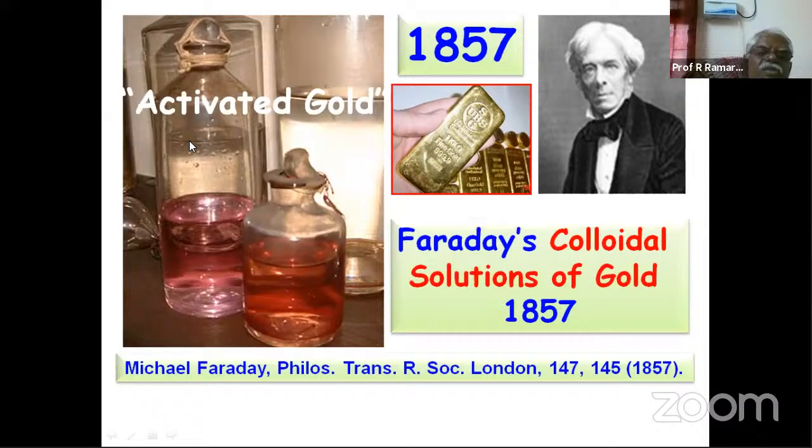He named this activated gold. When you activate the gold, it gives color and looks like a colored one. That is what he understood. Because in 1857, there was no scanning electron micrograph, no SEM, TEM, nothing. There was no machine at that time to image an atom. So he never knew, but he simply wrote it down as activated gold. He recorded it in a research journal in 1857, volume 147, page 145, published in the Philosophical Transactions of the Royal Society of London.